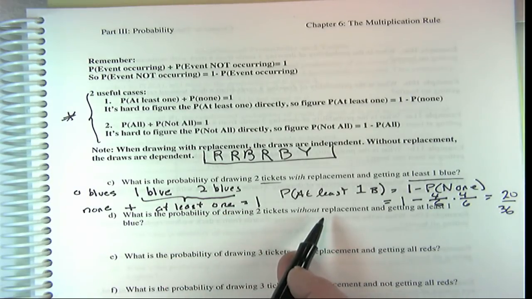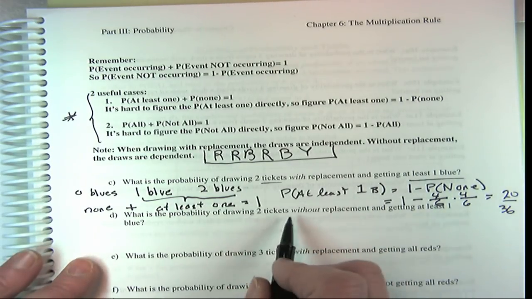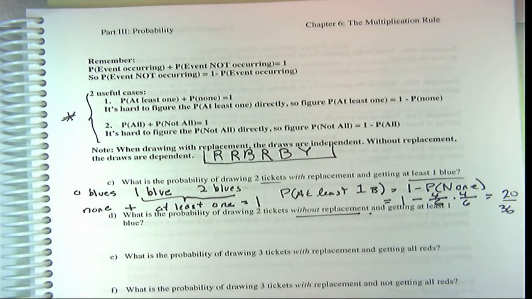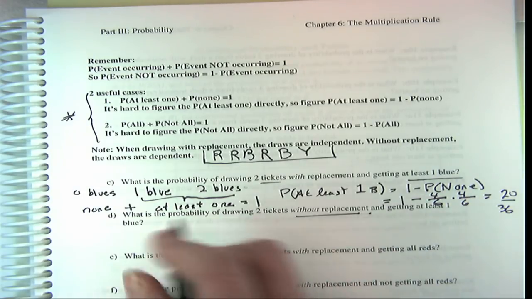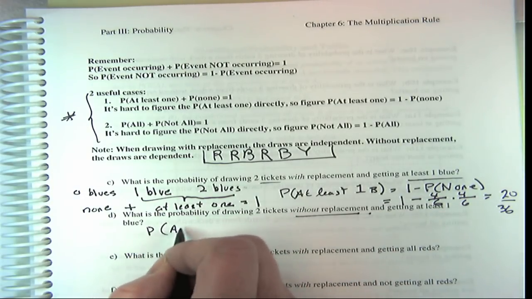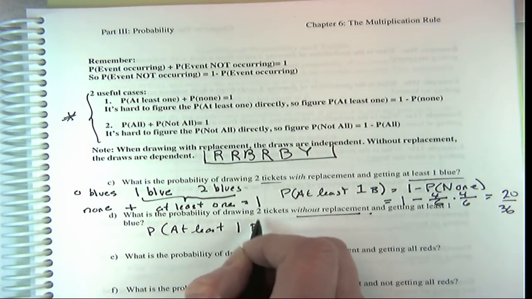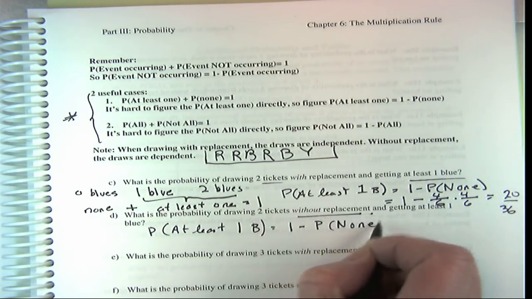Okay, how about let's do the same thing without replacement. So it would be the same thing. How would that change if you do it without replacement? That's the only thing that's changing here. It's the same thing exactly, but this probability of none is going to be what? So now you have the probability of at least one blue is equal to 1 minus the probability of none.